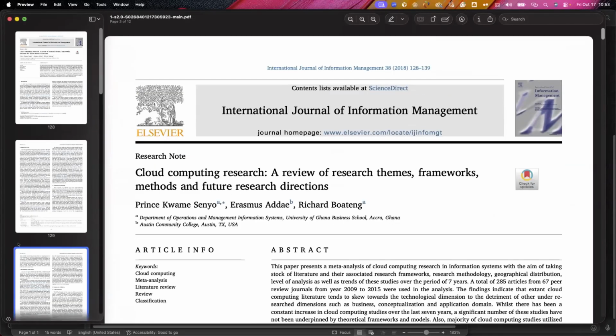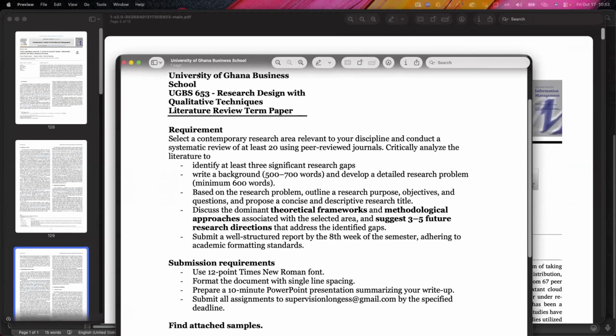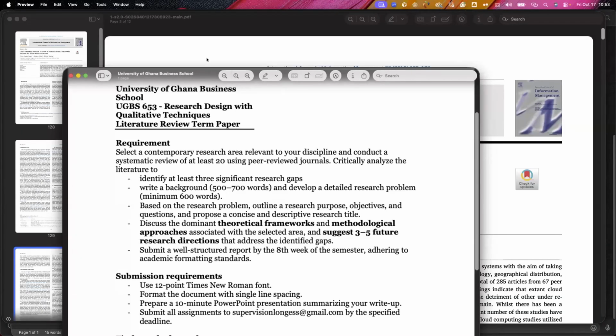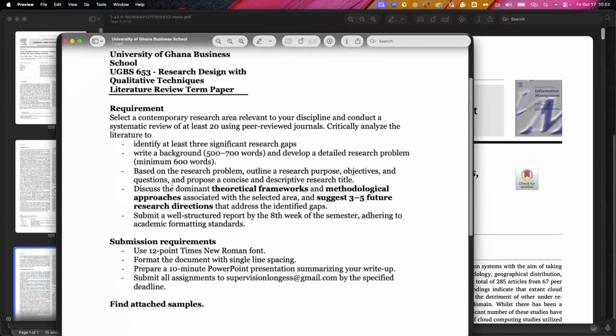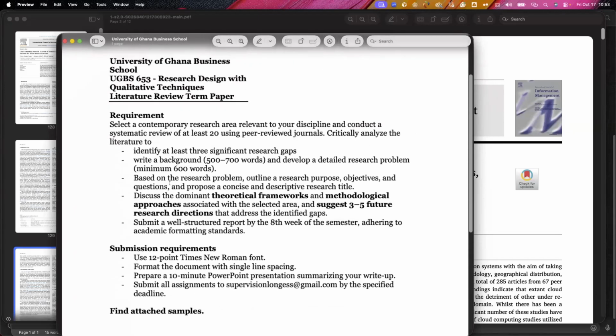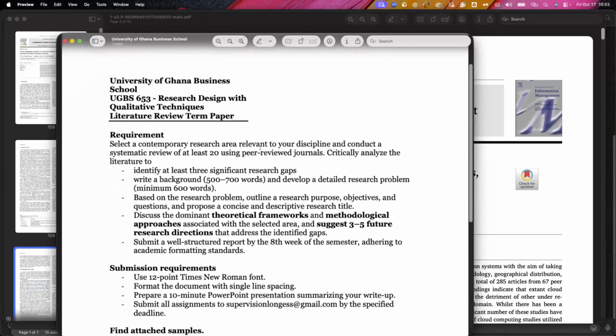Now, so the issue about literature review, the systematic review, the table that Prof has made to share with you. Before we go into it, I'll share these assignments with you. You are to select a contemporary issue relevant to your discipline and conduct a systematic review of at least 20 papers using peer-reviewed journals. So you are not going to use conference papers, periodicals or anything. You are going to use only peer-reviewed journals, and critically analyze the literature to identify at least 3 significant research gaps.